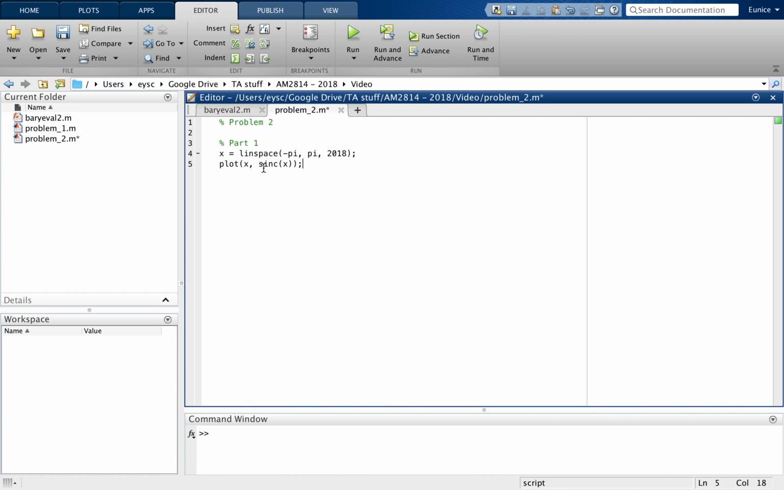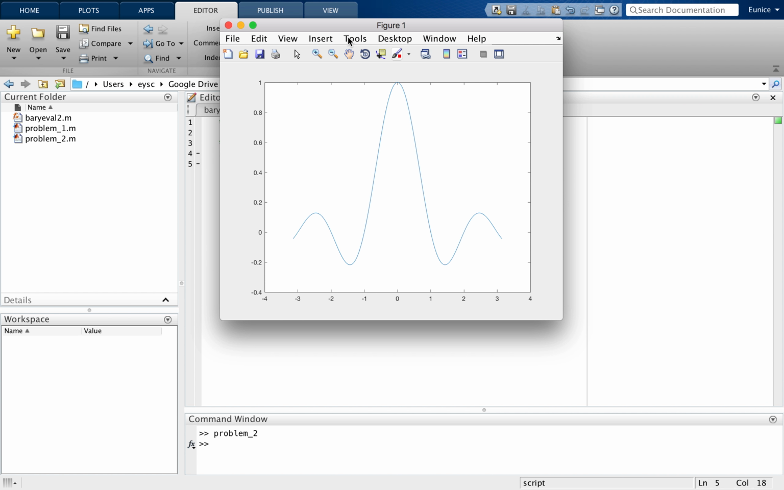Since we are evaluating sinc at these x, we don't need to create a new variable. If you'd like, you can, but this condenses things a little bit. So your x and y values. We can save that and let's go ahead and run it. And we can see that we get this sort of pattern or function here.